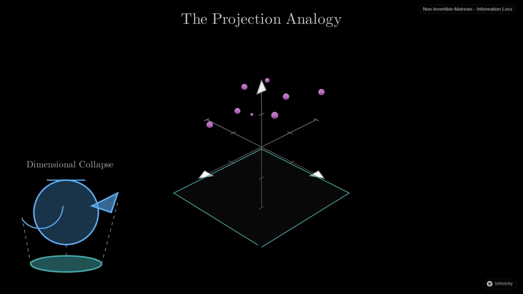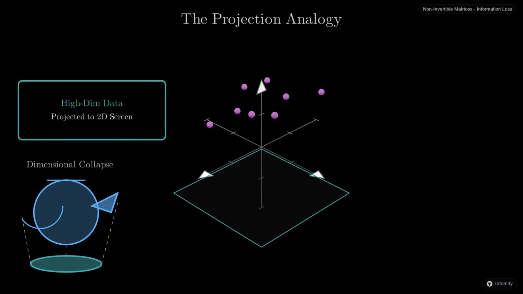This intentional collapse is incredibly useful in data science. When we have thousands of data dimensions, we use non-invertible matrices to project them down. Consequently, we throw away the noise to see the core patterns.